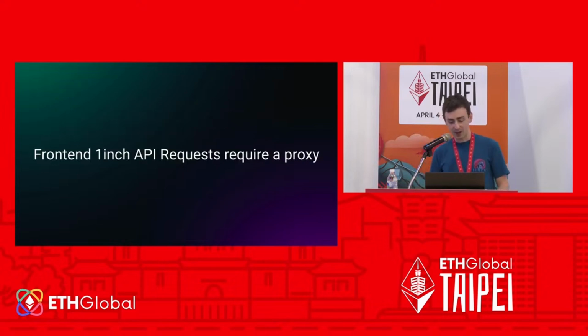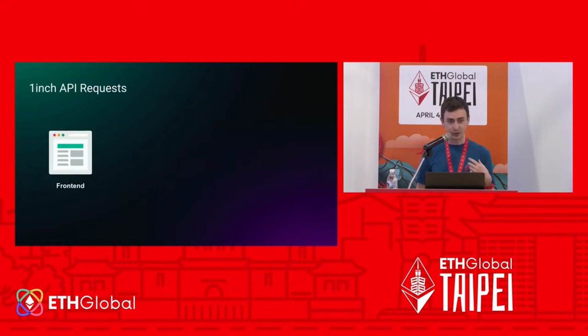The next thing we want to talk about is that front-end requests to the 1inch APIs require a proxy. This trips a lot of people up, so it's worth calling out. If you have an integration with a swap modal, where the 1inch API gives you quotes and executes swaps for users like most DeFi pages, and you try to make a call to the 1inch API directly, this will fail.